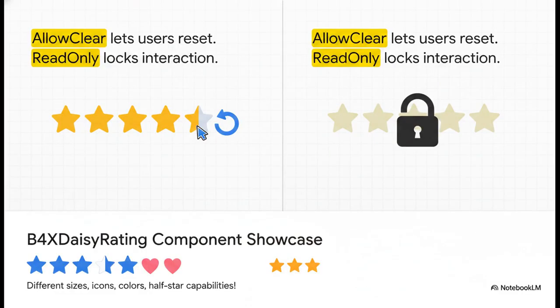Let's look at 2 more property power-ups that act as absolutely crucial UX enhancements. First up is Allow Clear. If you enable this, it allows a user to tap their current rating a second time to completely clear it, resetting it back to 0. Super handy, right? Second is Read Only. This simply locks the interaction, making it a display-only element. Together, these 2 settings take the component from a simple display graphic to a robust, fully featured interaction tool that actually respects user intent.